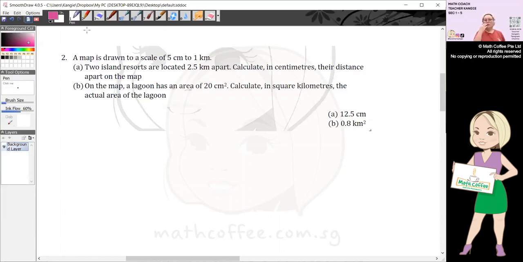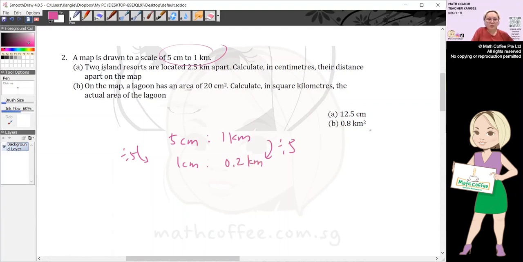Okay, a map is drawn to a scale of 5 cm to 1 km. Two island resorts are located 2.5 km apart. Calculate in cm their distance apart. So it's actually quite the same as this one. The only difference is the initial scale that they give us is not 1:2 something. So we still write 5 cm represents 1 km. So usually what I do is I always change my left hand side to 1 cm. So I divide by 5. So 1 cm will represent, okay, 1 divided by 5 will be 0.2. So it means 1 cm represents 0.2 km.